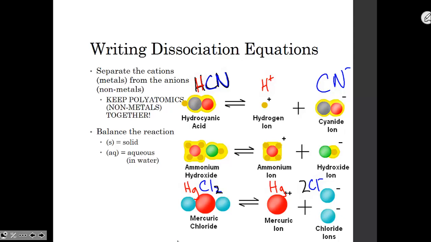However, separating the metals from the nonmetals is not exactly what's going on. Again, it's separating the cations from the anions. In ammonium hydroxide, there are no metals. However, ammonium is the only positive polyatomic ion you were supposed to memorize. Ammonium is a cation, so it separates from its anion, hydroxide.